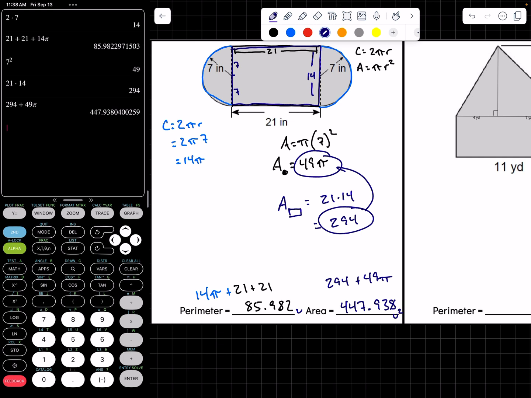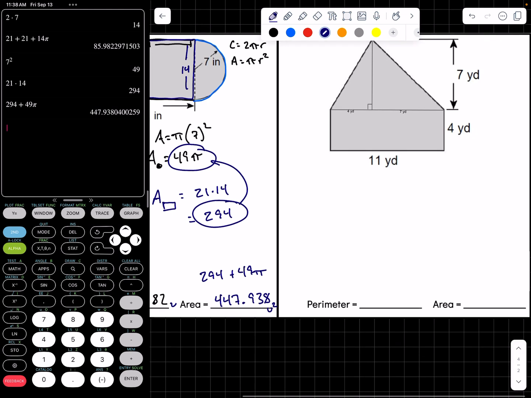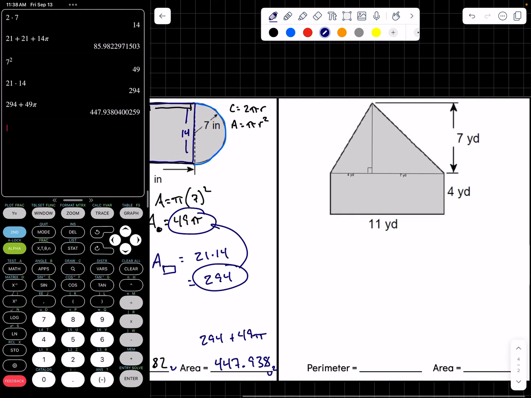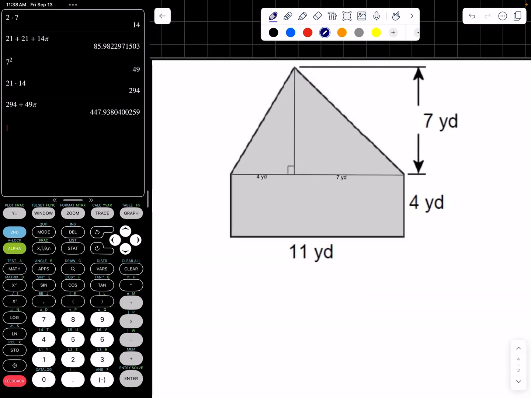Okay. Now let's take a look on the right hand side. All right. Got a couple different things going on here. I'm going to go on ahead and do my area first just because it's going to be a little bit easier. And then we can do the perimeter after the fact. The area of this rectangle down here at the bottom is going to be fairly simple. I'm just going to go 4 times 11 to get me 44 yards squared.